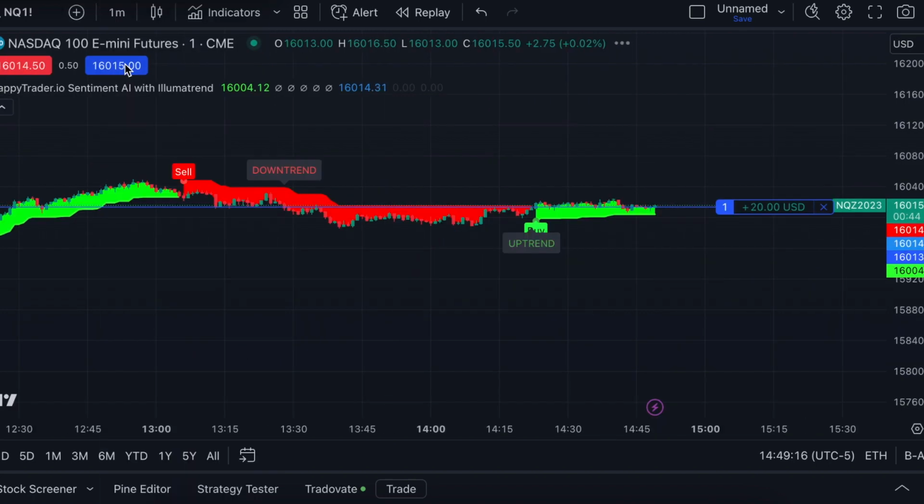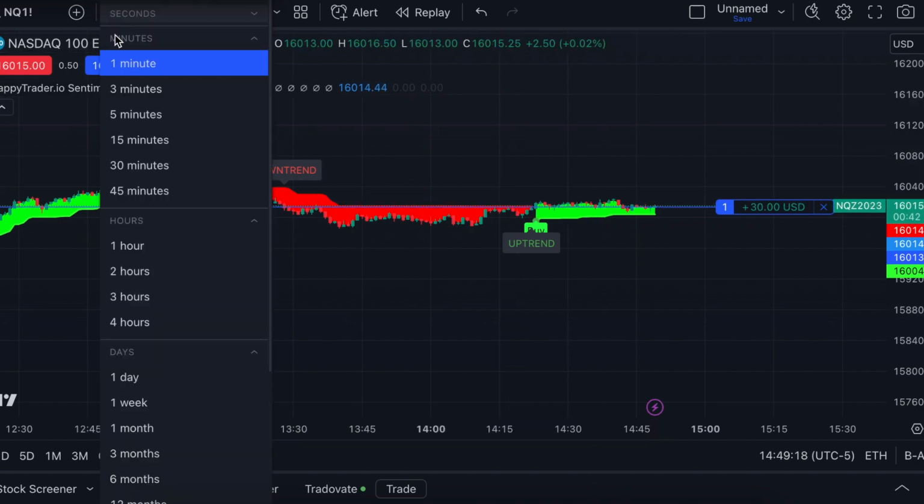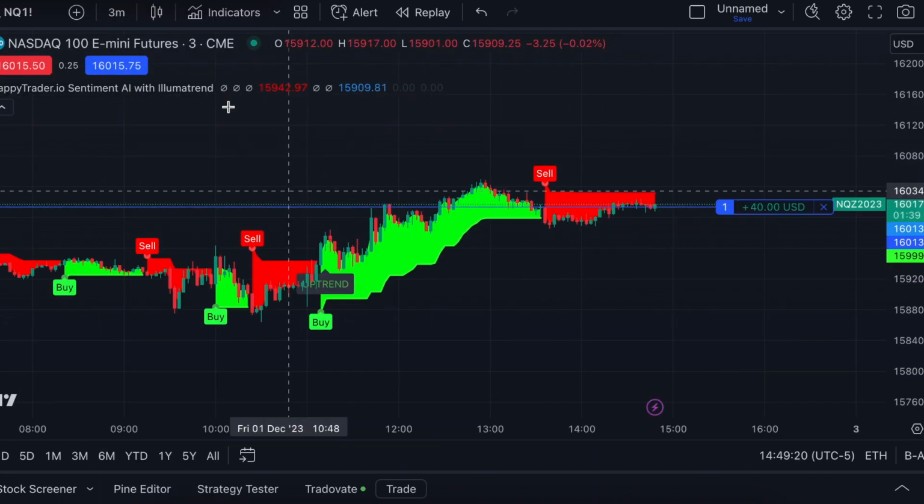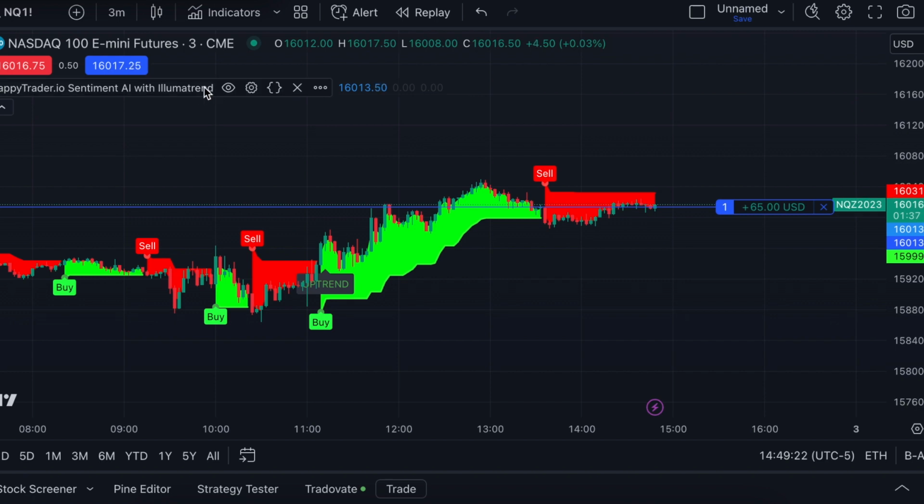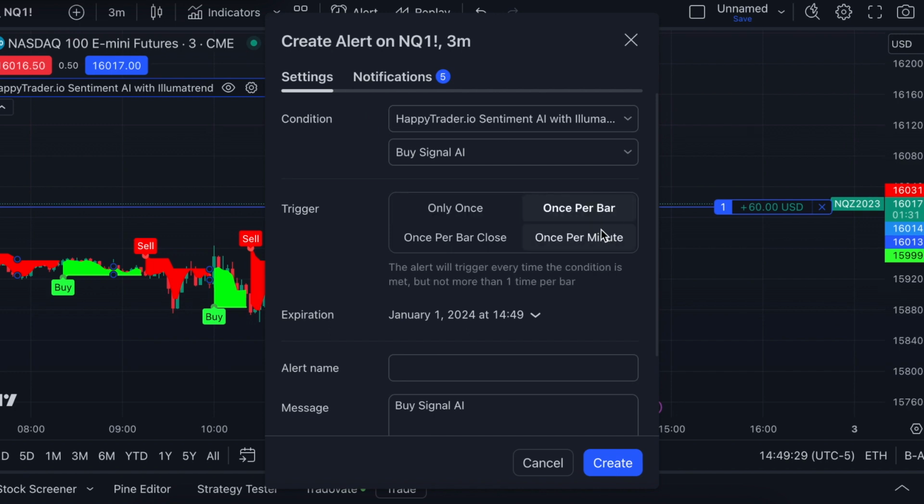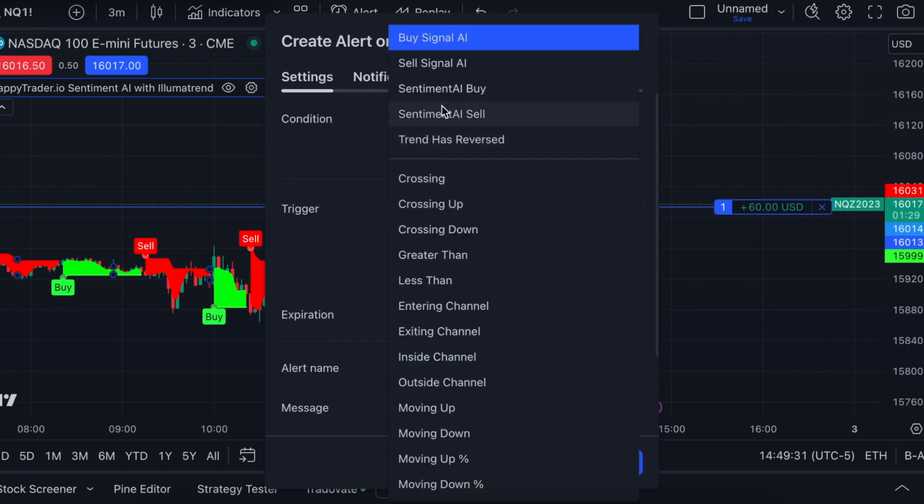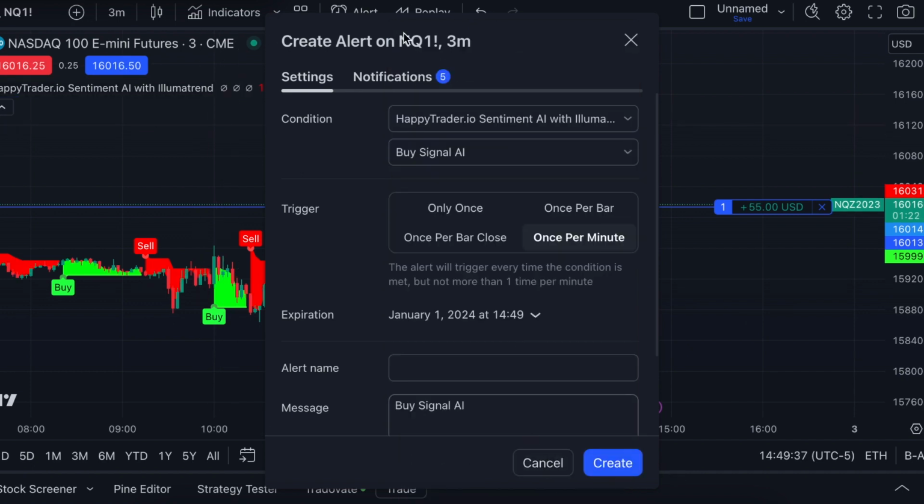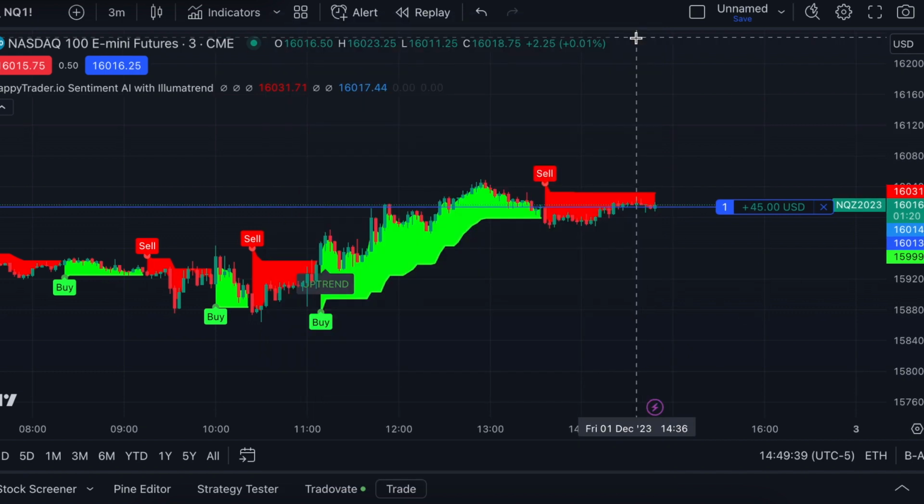Again, you can scalp it on the 1 minute chart, take quick profits. You can set up alerts, so you can go right into the indicator, and you can do this on your mobile app as well. You can add alerts once per bar, once per minute. You can do your actual AI signals, which are your trading signals, or just your buy and sell signals there. And you can do that on any time frame. So that's why we're using TradingView.